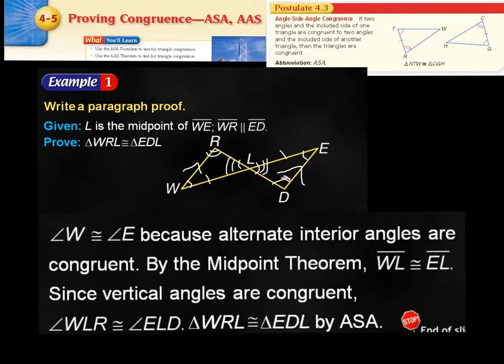So I would have started the proof with, we are given that L is the midpoint of WE and WR is parallel to ED. And then we could state angle W is congruent to angle E because alternate interior angles are congruent. And by the midpoint theorem, WL is congruent to EL. Since vertical angles are congruent, angle WLR is congruent to angle ELD. So our triangles, WRL is congruent to triangle EDL by angle-side-angle.